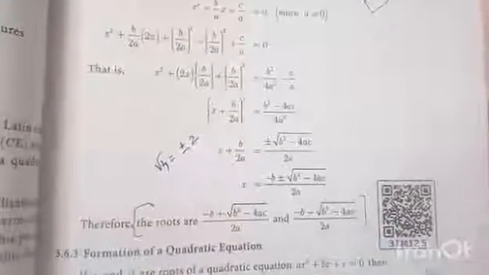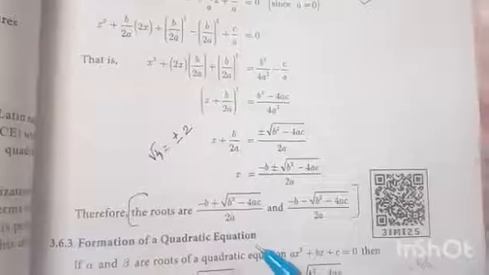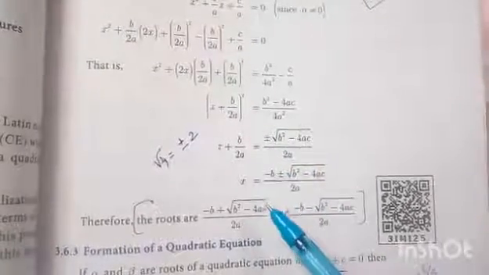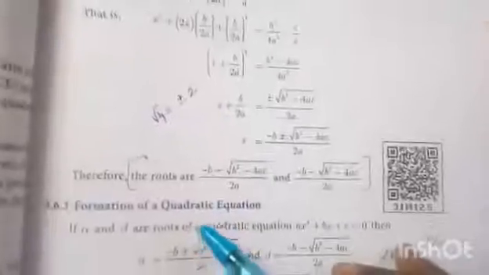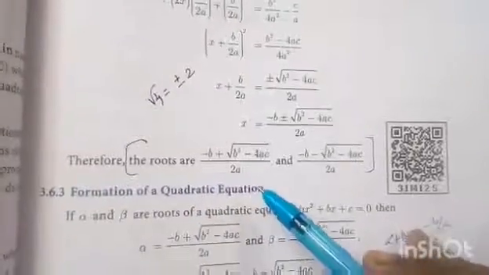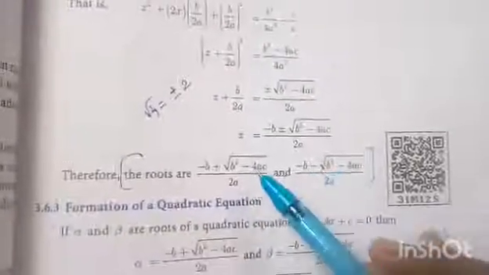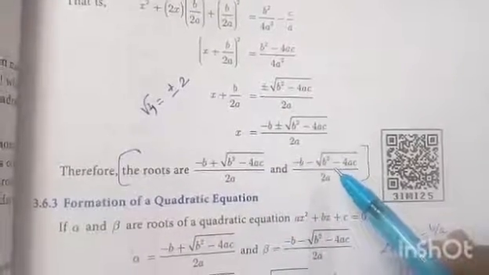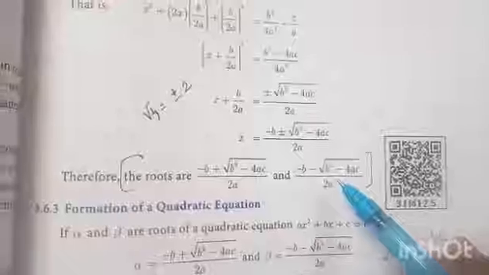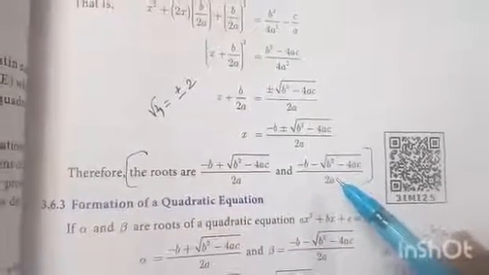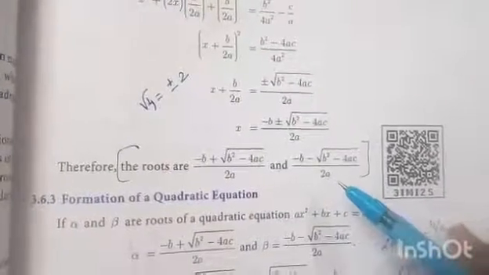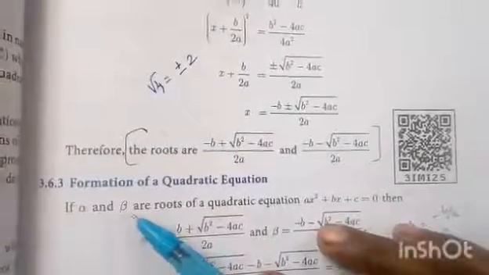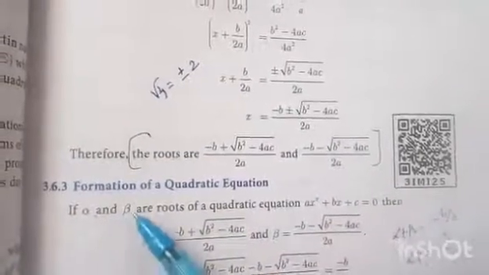Okay, these two are the roots of the quadratic equation. Now, formation of a quadratic equation. We have two roots. The first root we consider as alpha, and the second root we consider as beta. A quadratic equation has two roots; the first root we name alpha, and the second is beta. This is the alpha symbol, this is beta.